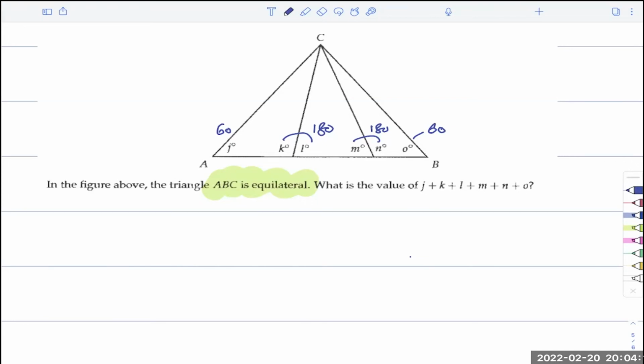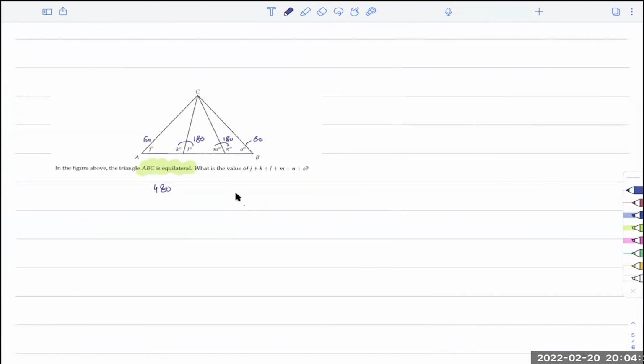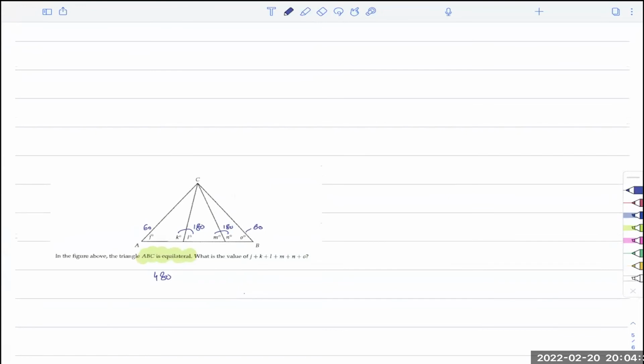That is 480. Yes. Clear? और फिर बस ये आंसर है. यही आंसर है. Yes, exactly.